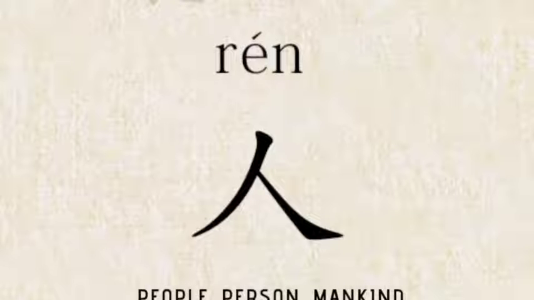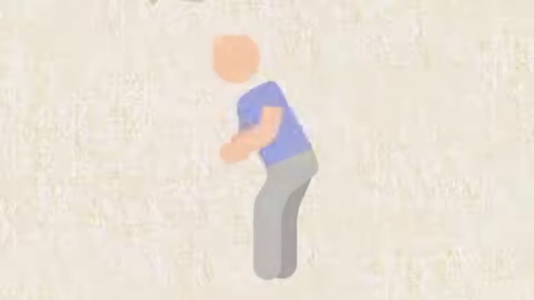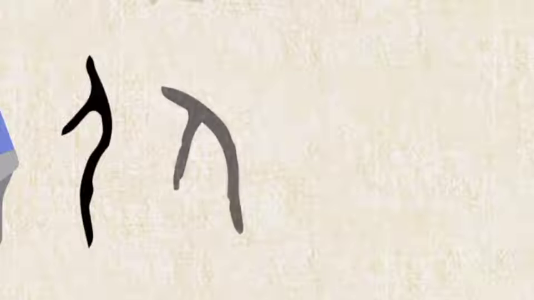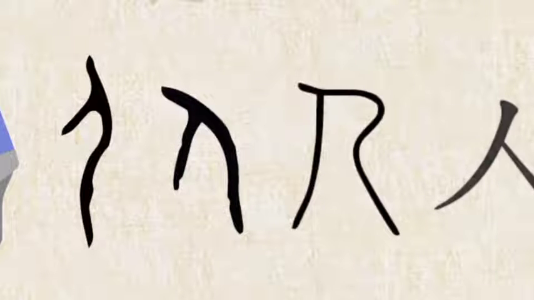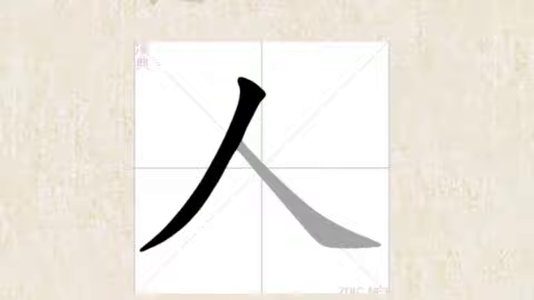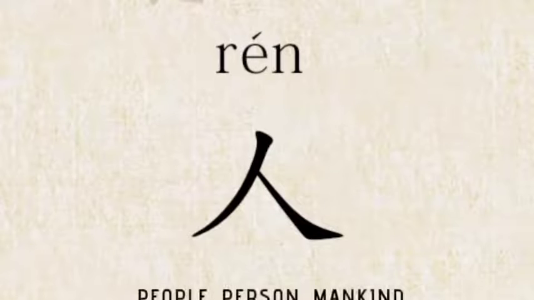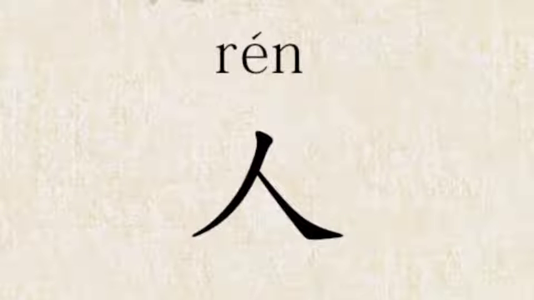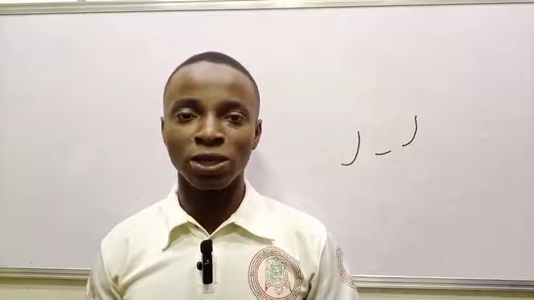So this is Ren. It literally means people, person, mankind. In ancient times, they used the picture of a person to represent this character. Then it evolved down to the present day, and this is the way it is written. Ren literally means people, person, or mankind. Beautiful. Let's study two examples with this character.